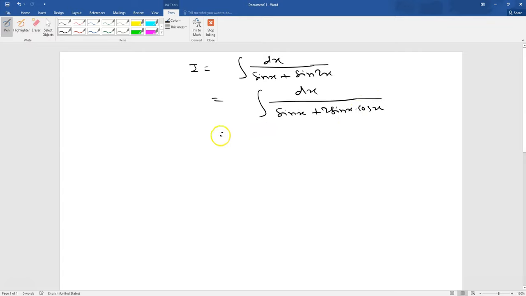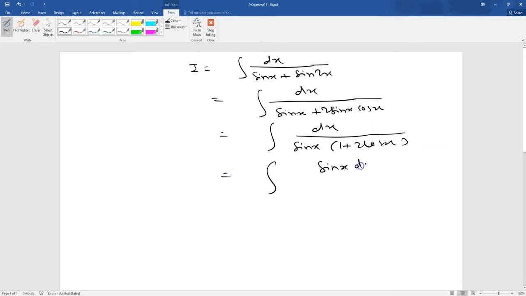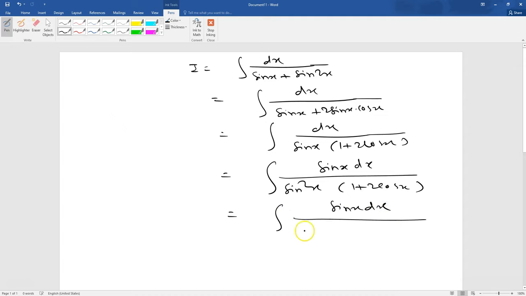नाउ सो sin x कॉमन आएगा यहाँ पे, dx अपॉन sin x इज कॉमन, सो 1 प्लस 2 cos x रहेगा. राइट. नाउ मल्टीप्लाई एंड डिवाइड बाय sin x. When you multiply and divide by sin x, this will be what? Sin x dx upon sin square x 1 plus 2 cos x. Now हम लोगों ने sin x से मल्टीप्लाई डिवाइड क्यों किया? बिकॉज हम लोगों को यहाँ पे डिनोमिनेटर में पूरा का पूरा cos चाहिए था. सो ये क्या आ जाएगा? 1 माइनस cos square x.